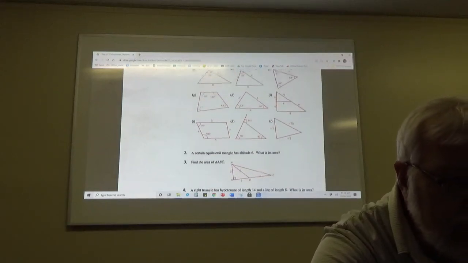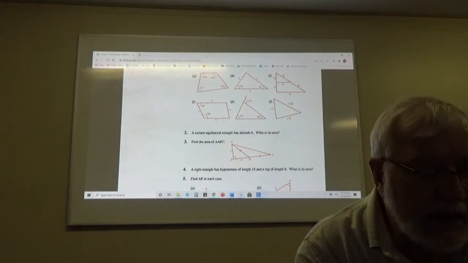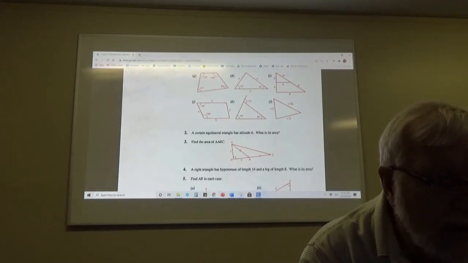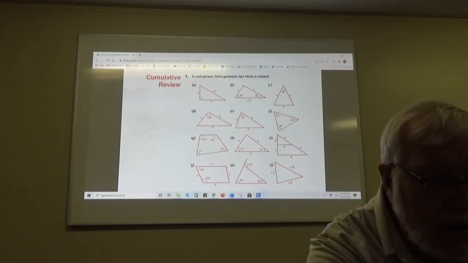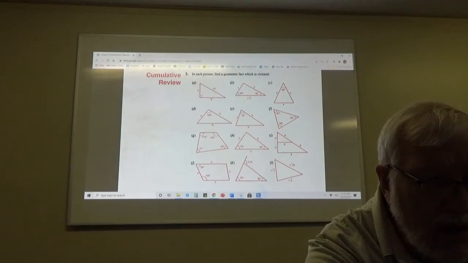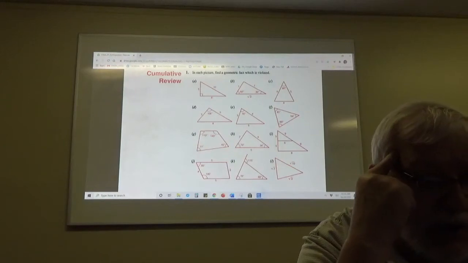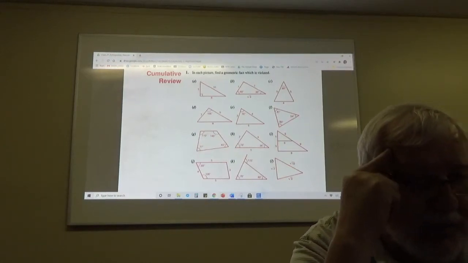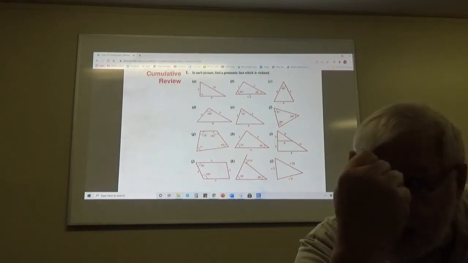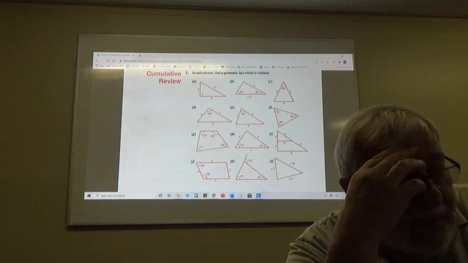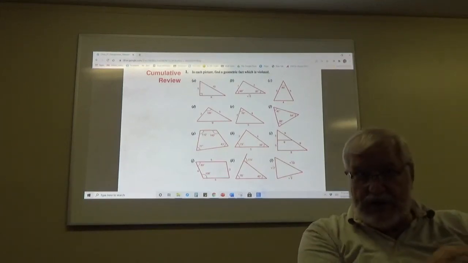All right, so here's what we want to look at here. Can you see those? In the first, in each picture find the geometric fact that is wrong. In problem A, does that work as a right triangle? Look at problem A. How would you know whether or not that works as a right triangle?